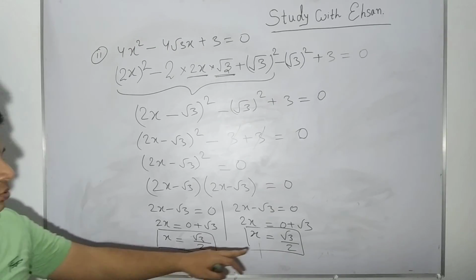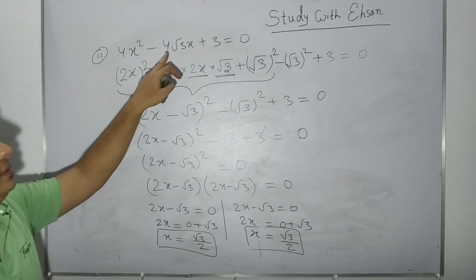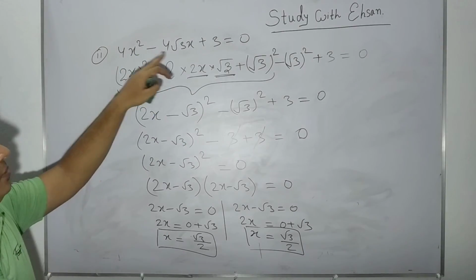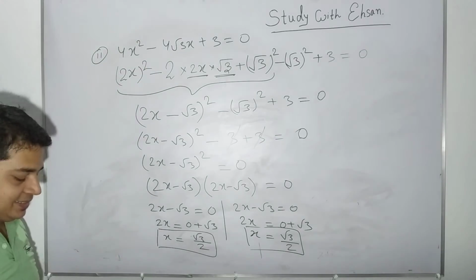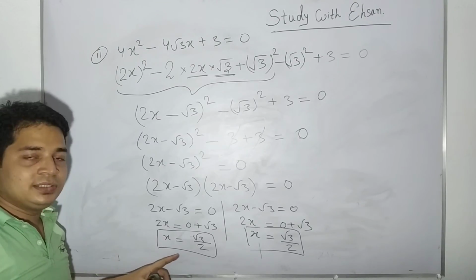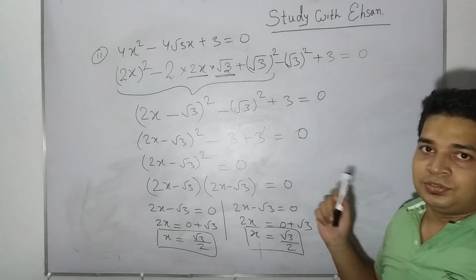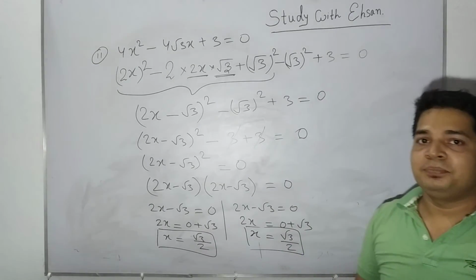And these two values are equal because if you find the discriminant of this equation, you will get the discriminant equal to 0, and this is the reason why we get the two values of x equal here. So students, this was the solving of the quadratic equation by the completing the square method.